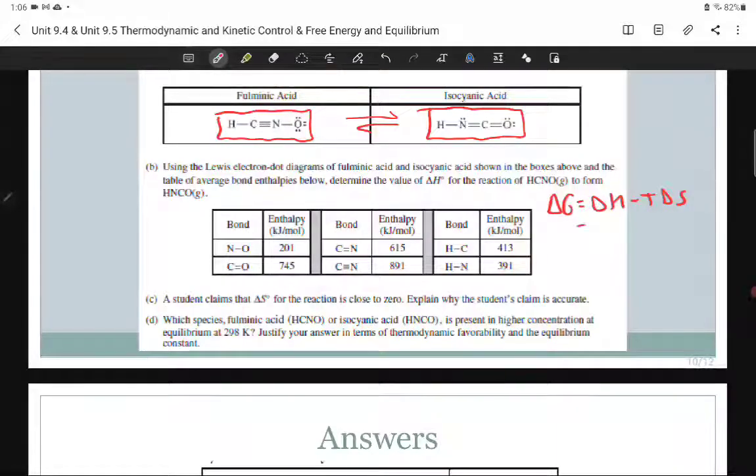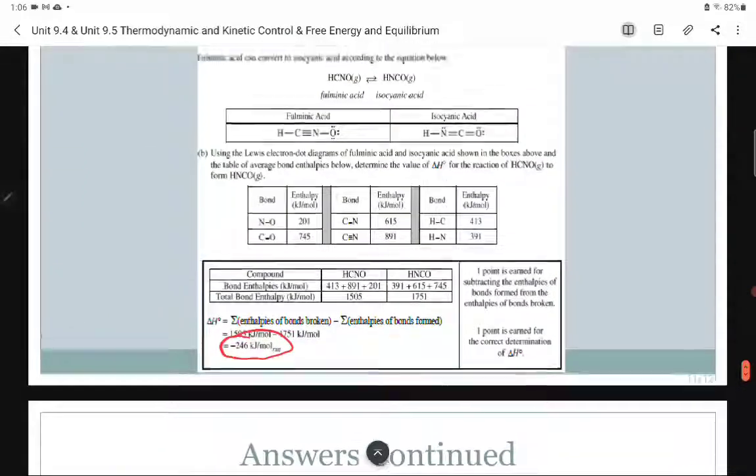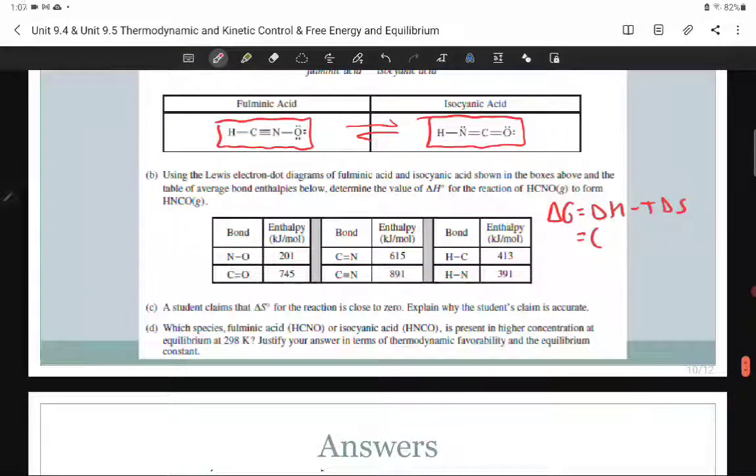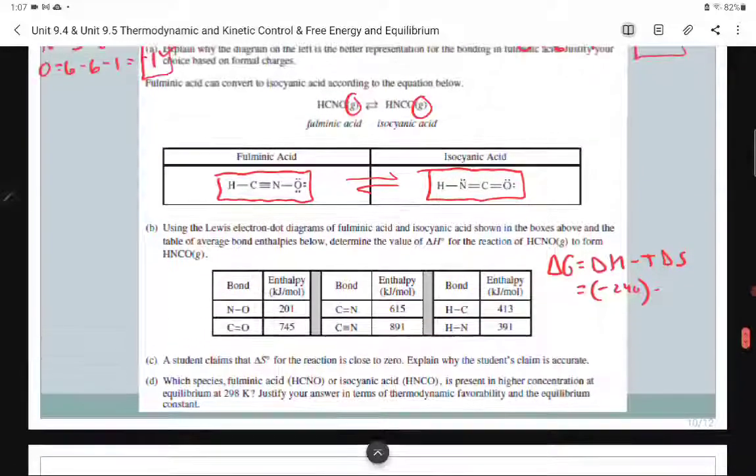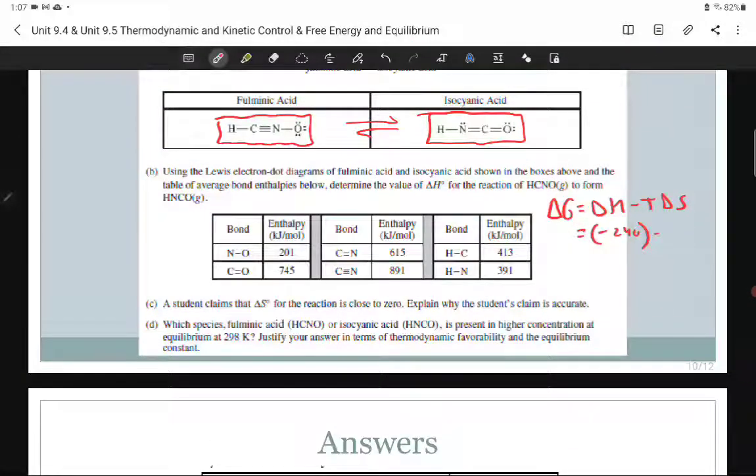That's the idea. So we had a delta H that we were just given, well, not given, we just solved for, negative 246. We have a temperature. Do we have a temperature? We are not given a temperature. We are, 298. And then to remember that delta S was told to us, or we had to come up with a reasoning why it was close to 0.